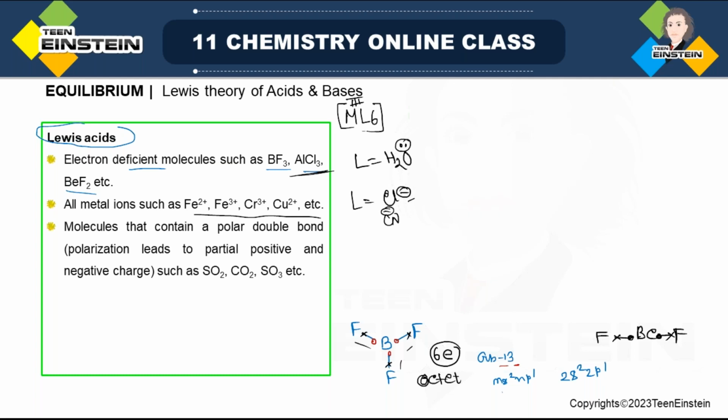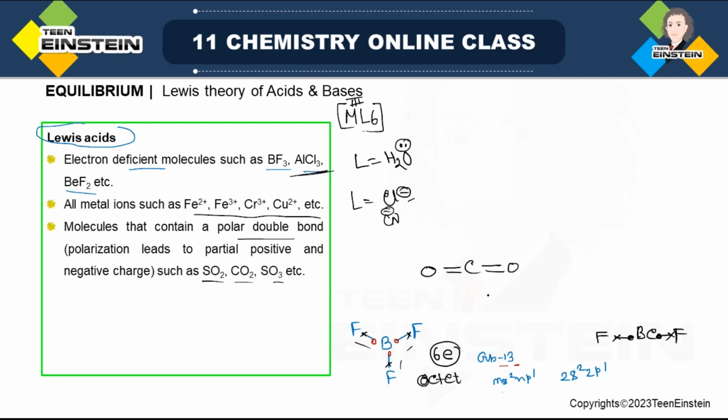Third example, molecules that contain a polar double bond. Polar double bonds are present in this type of molecule. Polar double bond means one of the bonds of this double bond can be broken, and there will be positive charge over one atom and negative charge over the other. So if you take the simple example of carbon dioxide, here we have a polar double bond.